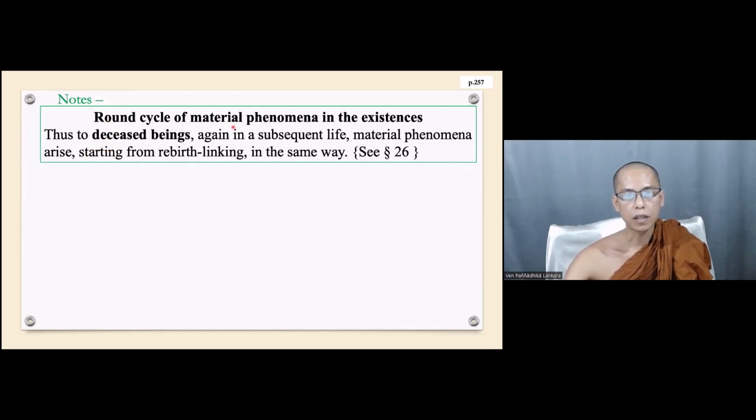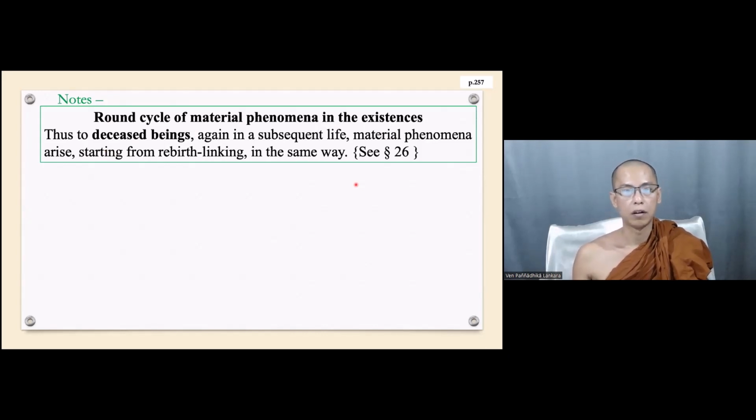So, the round cycle of material phenomena in existence. Now what we have studied is for the one life: when it starts, when it stops production, and when the already produced materiality ceases. But for the round cycle, for samsara, the cycle of life, life is not stopped. Life continues, except for the arhat. For the arhat, they stop.